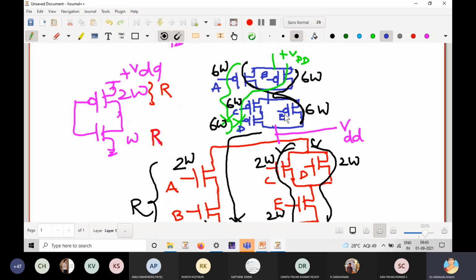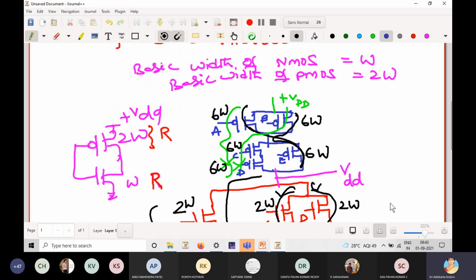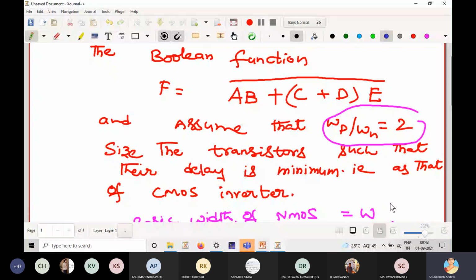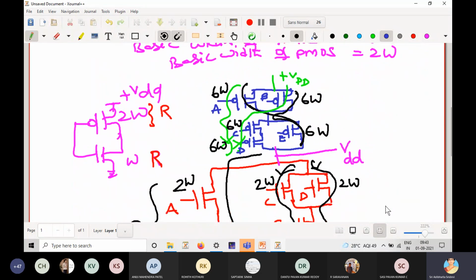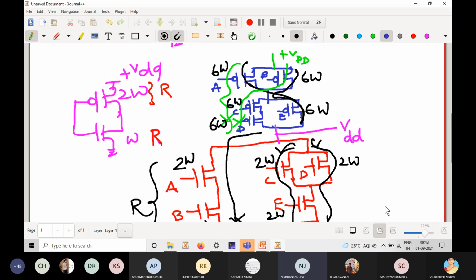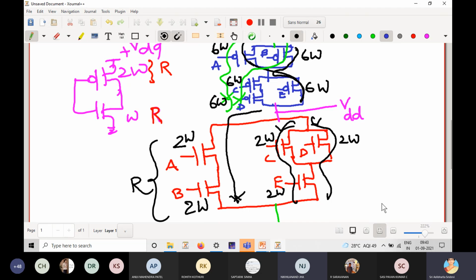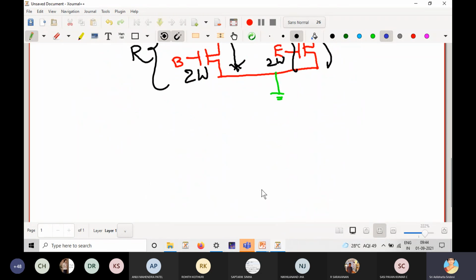No, ma'am, no doubts. So now you understand the sizing, right? Do you want to do one more example or you understand it? Ma'am, one more example will be helpful. Okay, can you just give me an expression? We'll try.